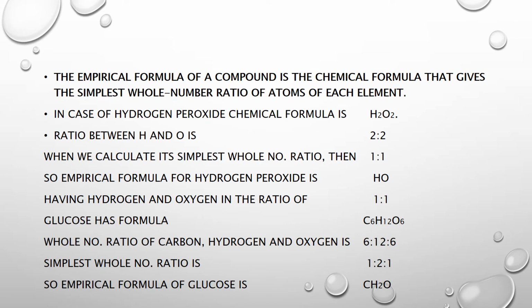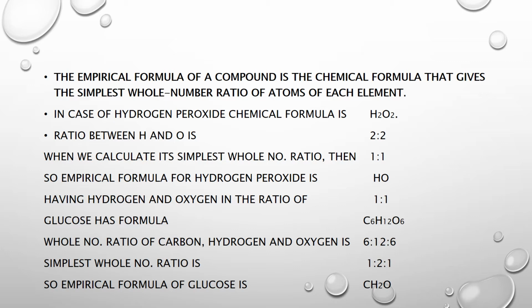Empirical formula is a type of chemical formula that gives us the simplest whole number ratio of the atoms. In the molecular formula, as you learned in the previous slide, it shows the actual whole number ratio of atoms, but in the case of the empirical formula we get it by simplifying. We get the simplest whole number ratio of atoms in the compound.